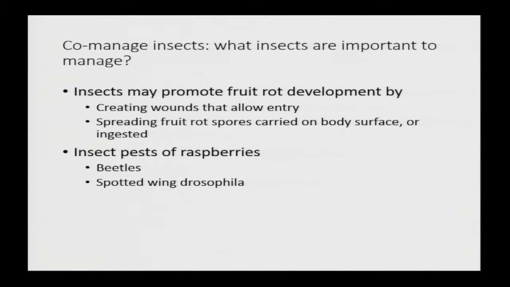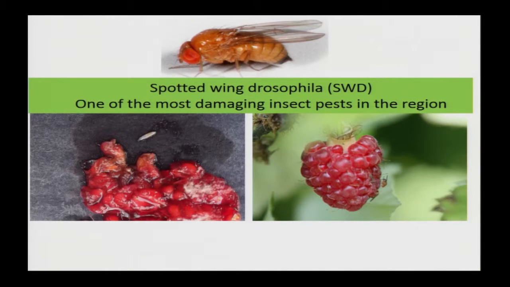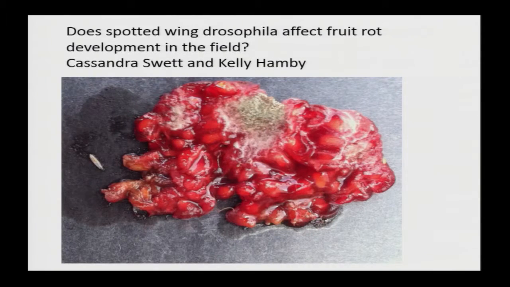Okay, and then transitioning here to insects. I've mentioned that insects can be important. For the sake of time, I won't go into this in too much detail, but we were interested in spotted-wing Drosophila, which is a big insect problem in raspberries, as you know if you're growing raspberries. We wanted to know whether this might influence fruit rots, so we did a little study looking at the association of spotted wing with fruit rots.